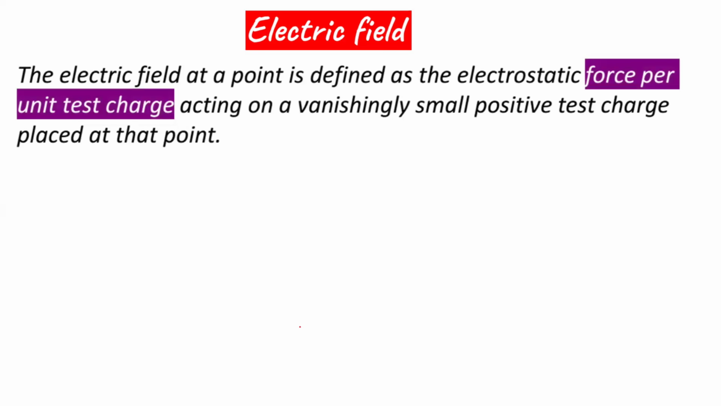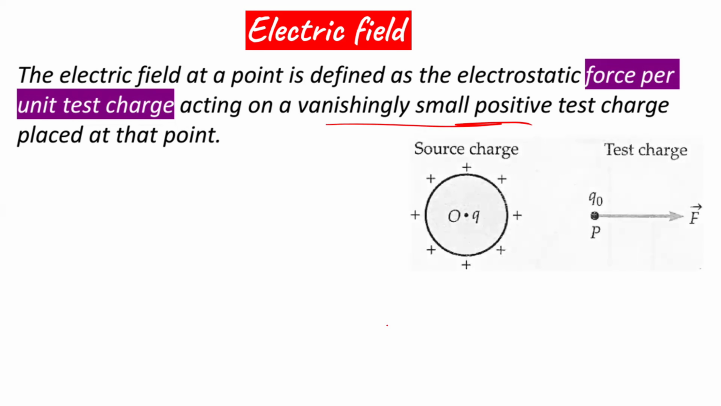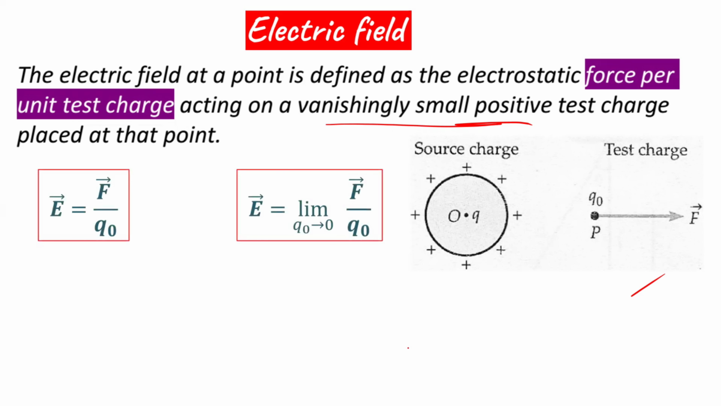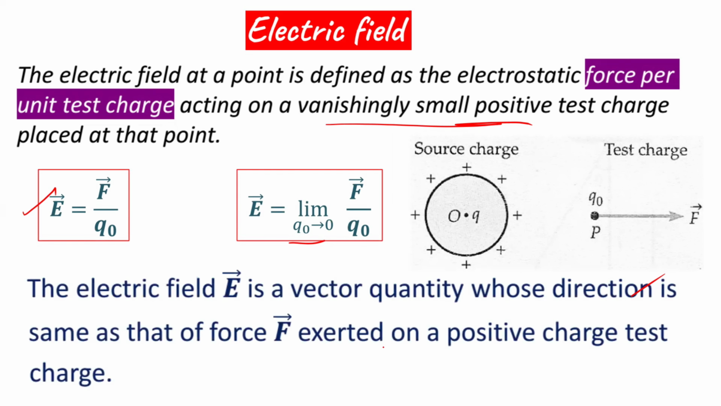Next is, what is the electric field? Electric field at a point is defined as the electrostatic force per unit test charge acting on a vanishingly small, that is, very small positive charge placed at that point. Suppose this is a diagram which shows the source charge and test charge. Then E, a vector quantity, is equal to vector F upon Q0, or E vector is equal to the limit Q0 tends to 0 of F vector on Q0. So Q0 is vanishingly small. The electric field E is a vector quantity whose direction is the same as that of the force F exerted on a positive test charge.